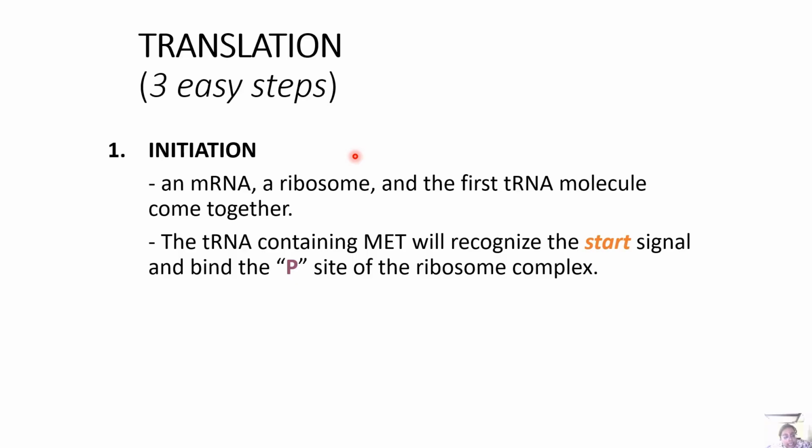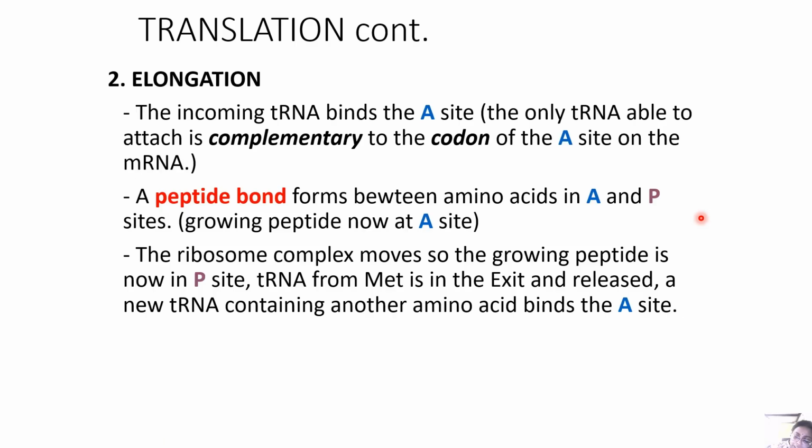In initiation, an mRNA, a ribosome, and the first tRNA molecule come together. The tRNA containing methionine will recognize the start signal and bind to the P site, peptidyl site of the ribosome complex. In one of the previous classes, we have discussed the 3 sites of the ribosome. Then the process of elongation will start, right? So the incoming tRNA will bind the A site.